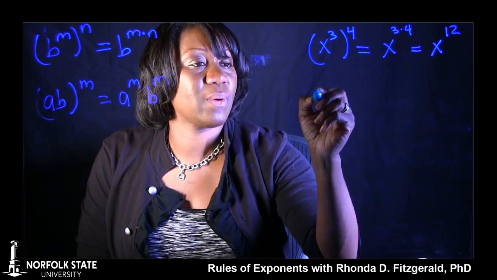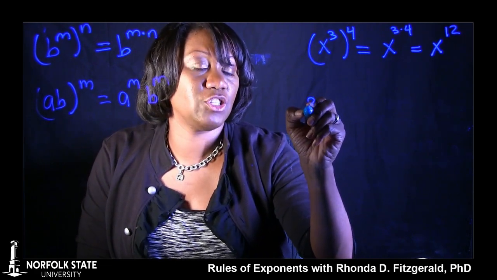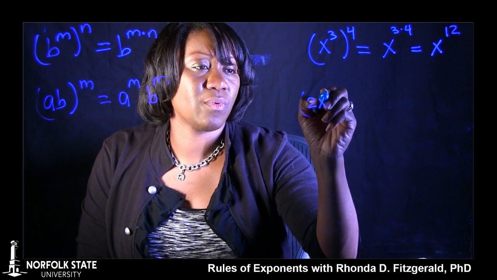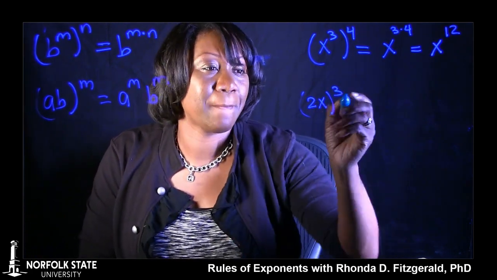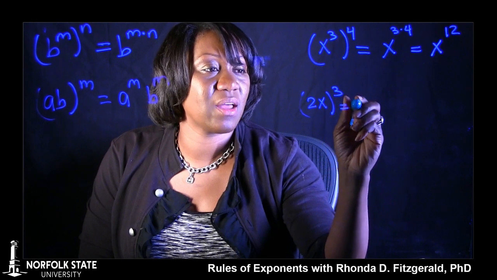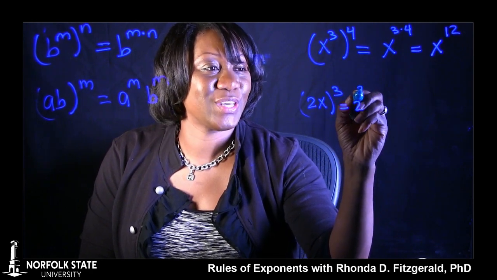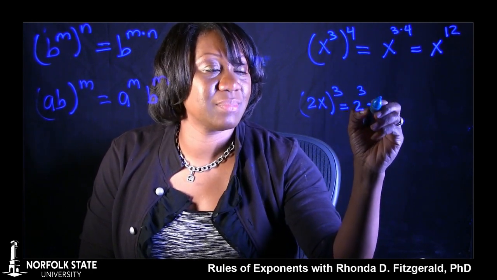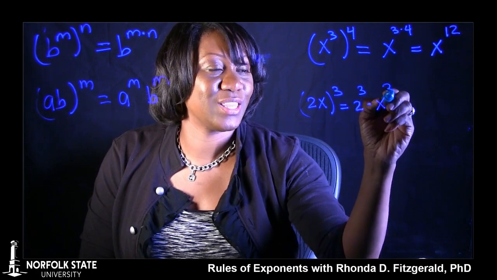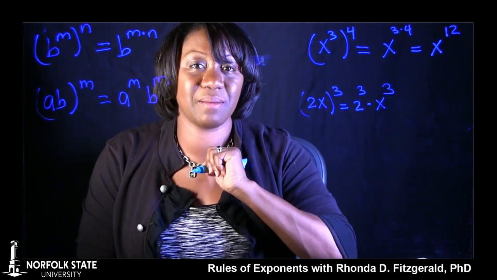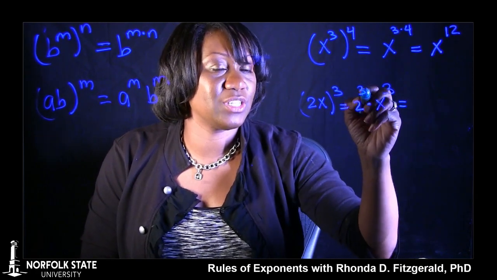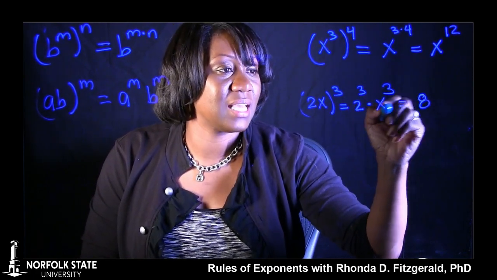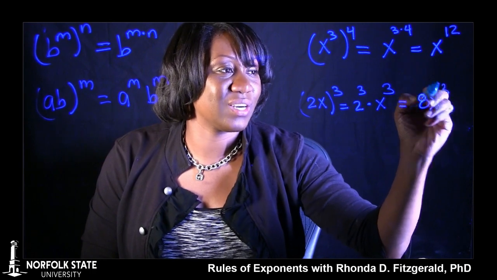So our example that we want to look at is if I had 2x raised to the 3rd power. And once again, I want to break this down as 2 to the 3rd power times x to the 3rd power. Note that everything had to be raised to the 3rd power. And then I could clean this up and simplify it: 2 to the 3rd power is simply 8, and then x to the 3rd power.